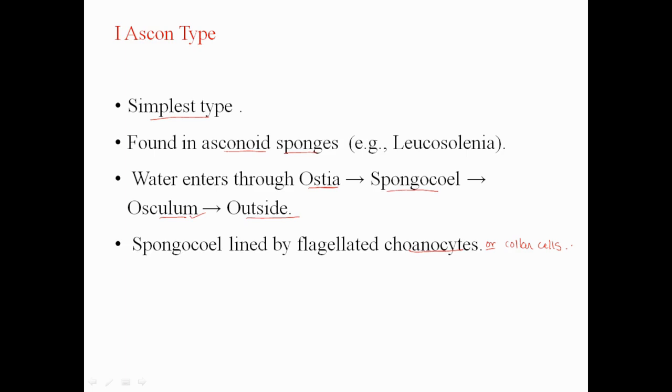This is about the Ascon type, the simplest type of water canal system, which is found in the asconoid sponges. Here the water enters the body through the minute pores called the ostia. From the ostia, the water directly enters the spongocoel. From the spongocoel, the water exits the body through a narrow opening, that is the osculum.